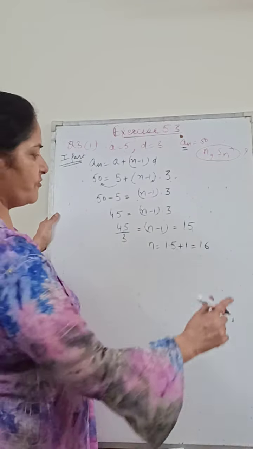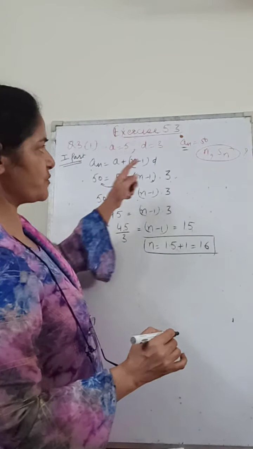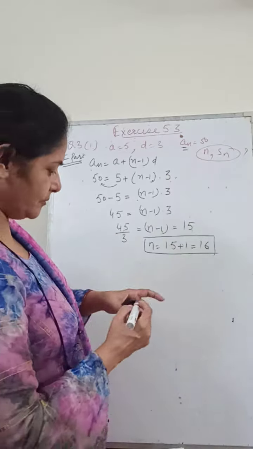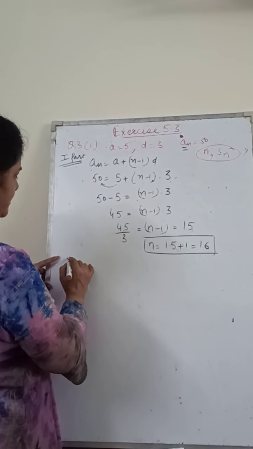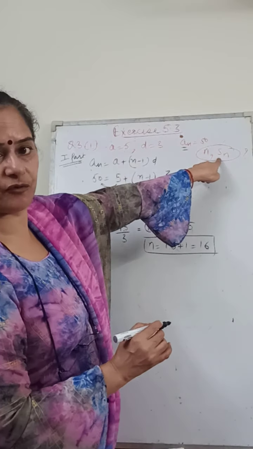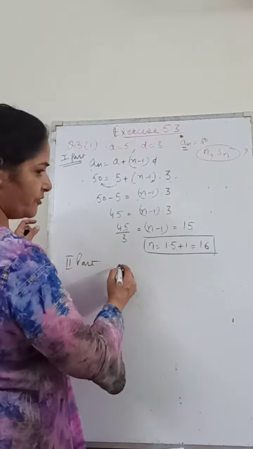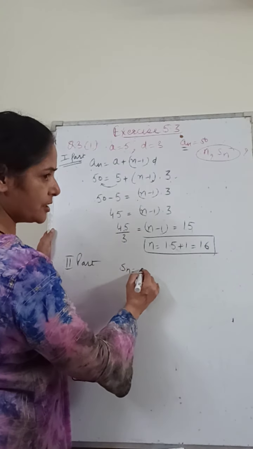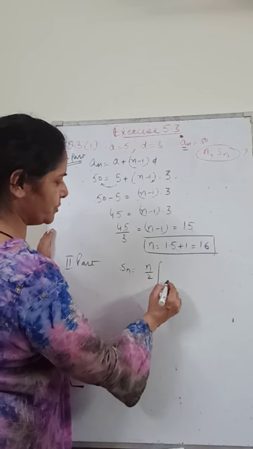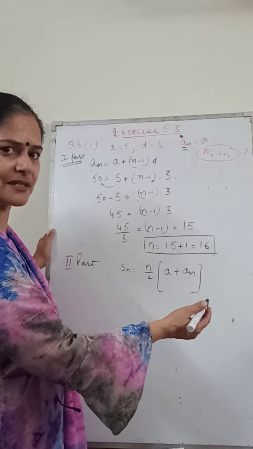So first part, first value you have got. Come to now second part. In second part I am going to find Sn. For finding Sn, you know the formula is n by 2. A plus an also I can use. No? This is the simplest when an is there.